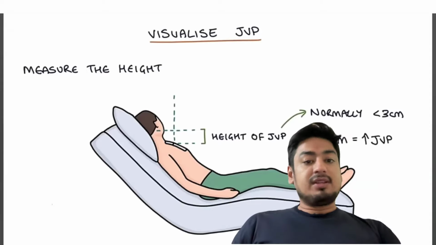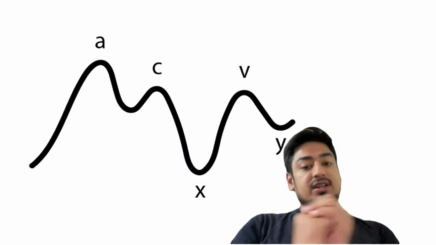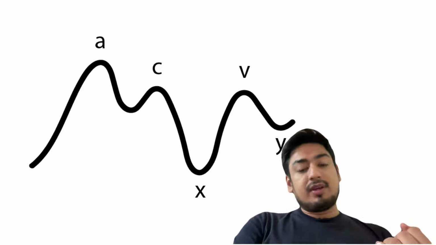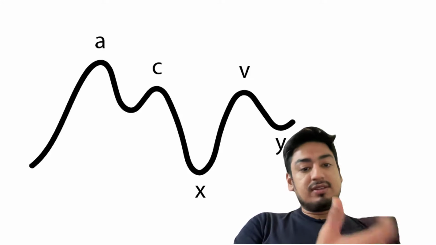Now, after visualizing JVP, you have to focus on the waves as well. So coming on to what are the waves in a JVP? So there are two positive waves, that is an A wave and a V wave. Then there are two descents, that is X descent and a Y descent. And there is a notch, that is a C wave.